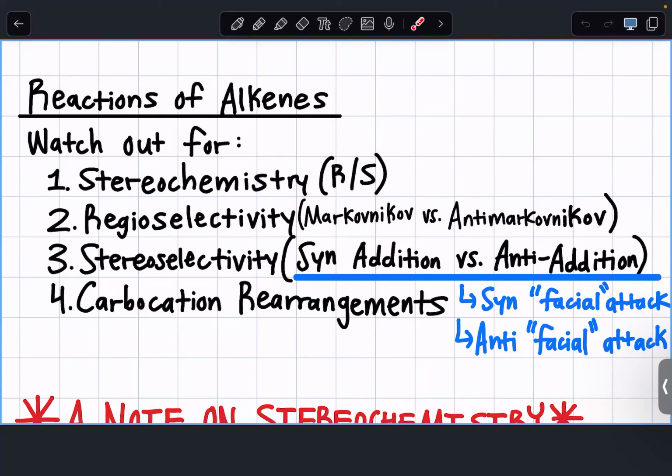Stereoselectivity, so the reactions could either have a property of syn addition or anti-addition. Pascal calls it like a syn facial attack or anti-facial attack, but it's more commonly known as syn addition, right? But if you see that on the exam, that's what this basically means, because I heard him say this in lecture. And then also if there are any carbocation rearrangements in the reaction or not, right?